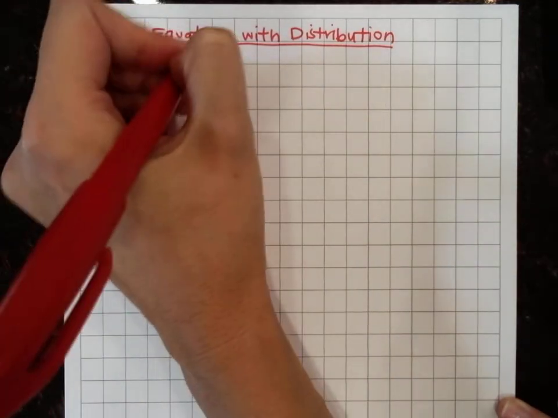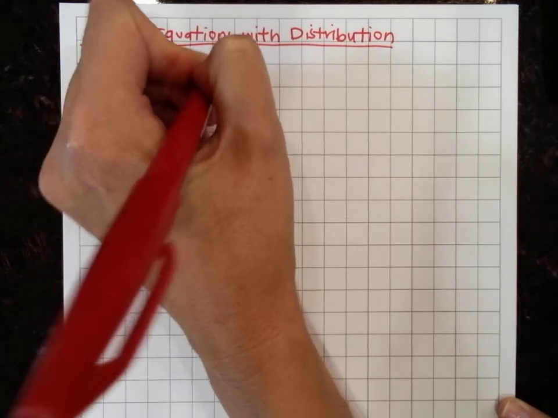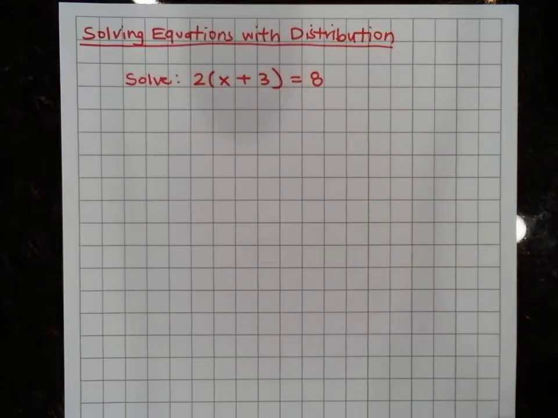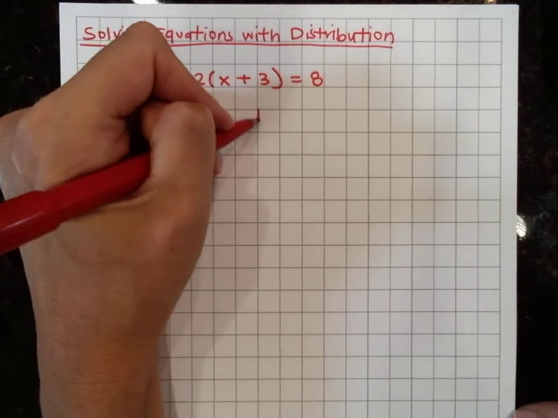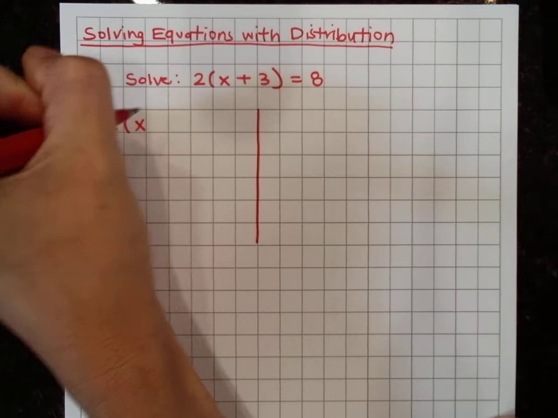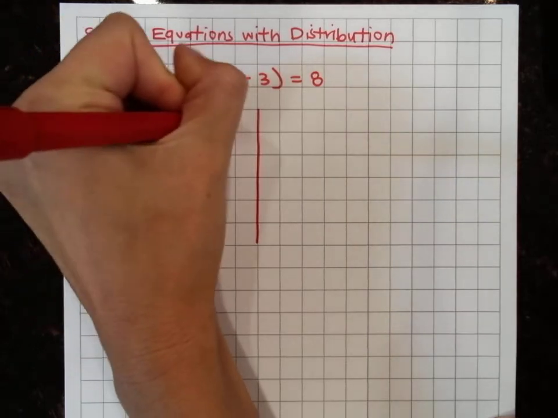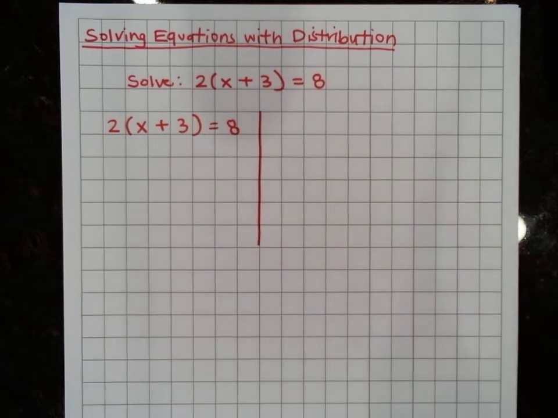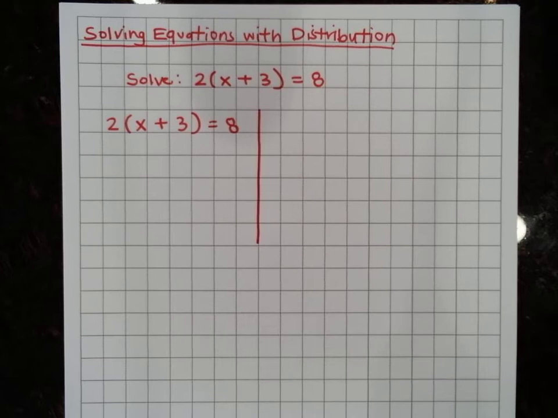So today we're going to solve problems like this: 2 times (x + 3) equals 8. So we'll go ahead and copy down our problem. We have to remember our order of operations, and you always want to deal with your parentheses first. So our first step is to distribute to eliminate the parentheses.